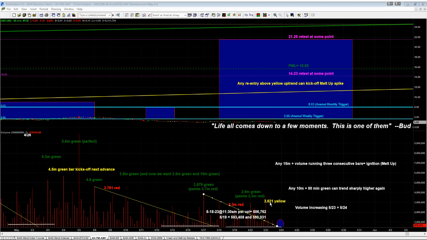We had a 3.621 million share bar. And the reason it's yellow, it's very rare, but if you look at yesterday's close of AMC's price, and then this morning's first 60-minute bar close, it was exactly the same.